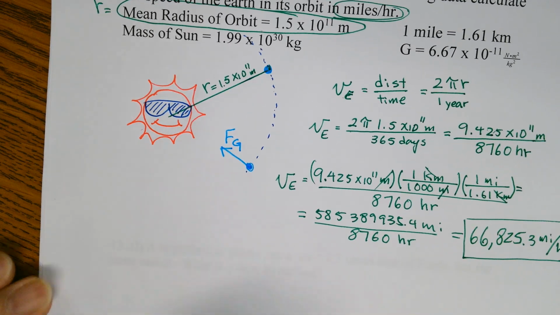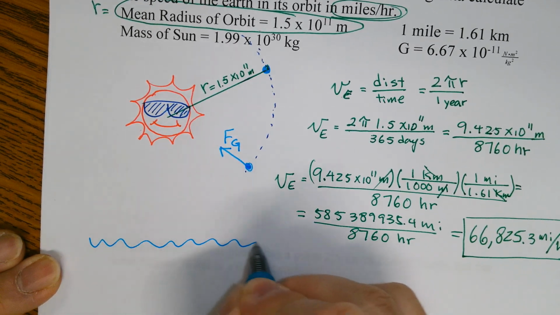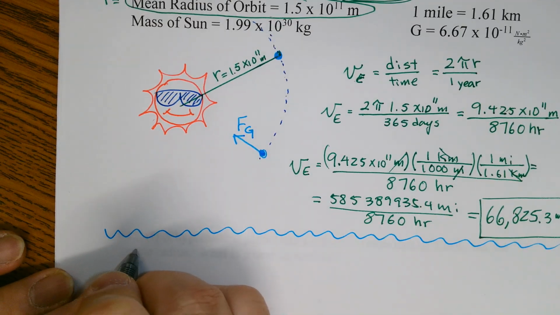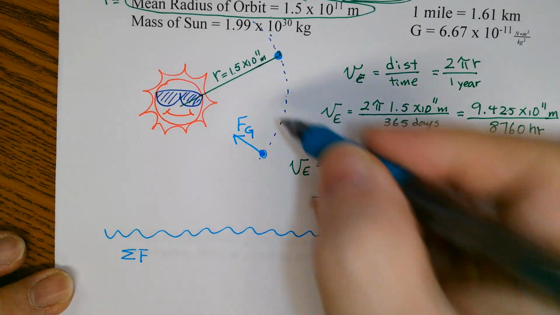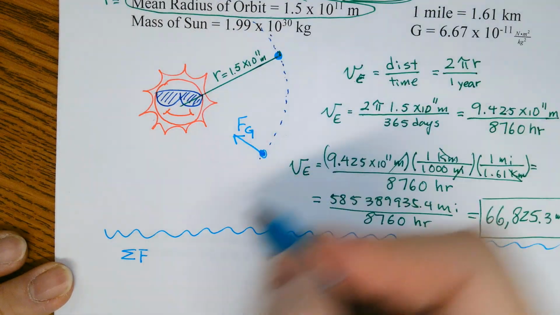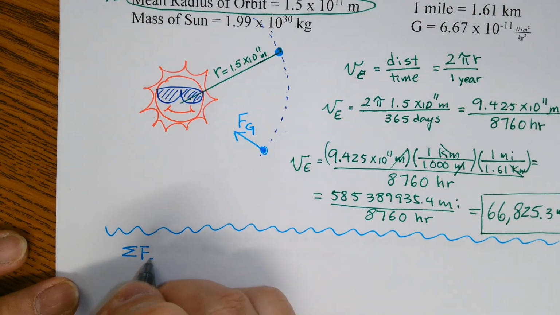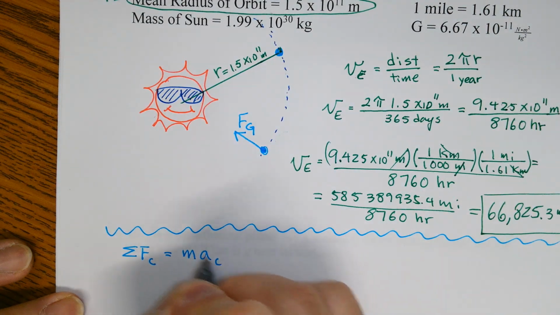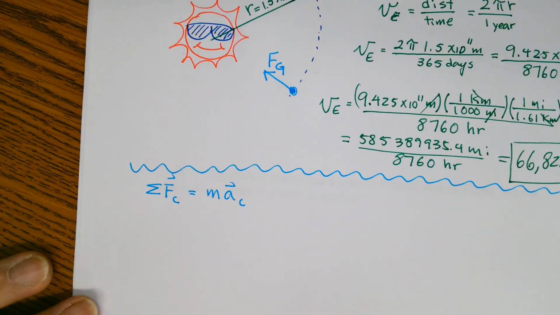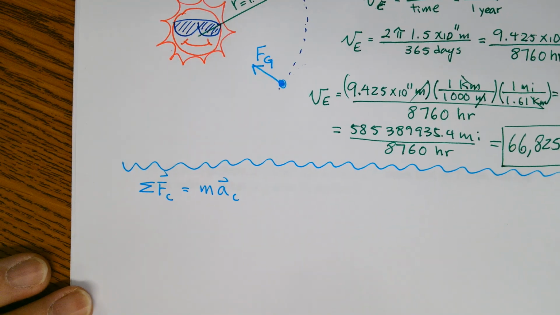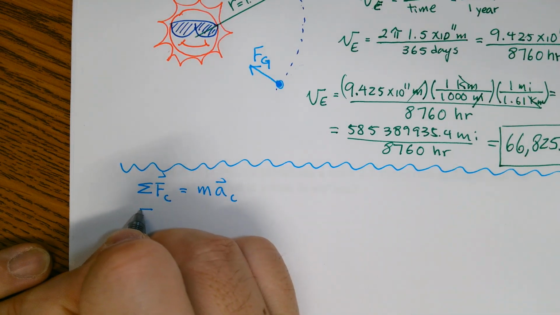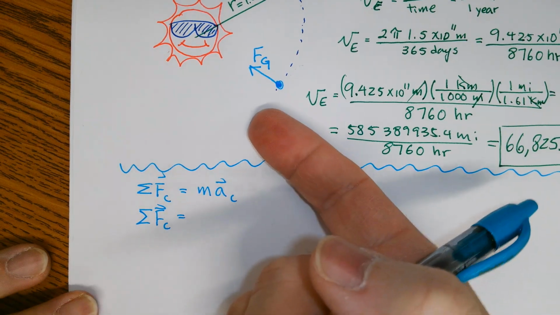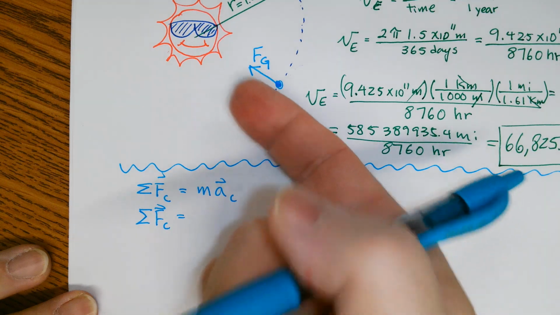Okay? So another way of doing this problem is we know that the sum of all forces, and I've noticed this thing is going in a circle now, so the net force of circular motion is equal to MAC. We learned that. And we also know that the net force in a circular motion, there's only one force acting in a radial direction, and that is the FG.